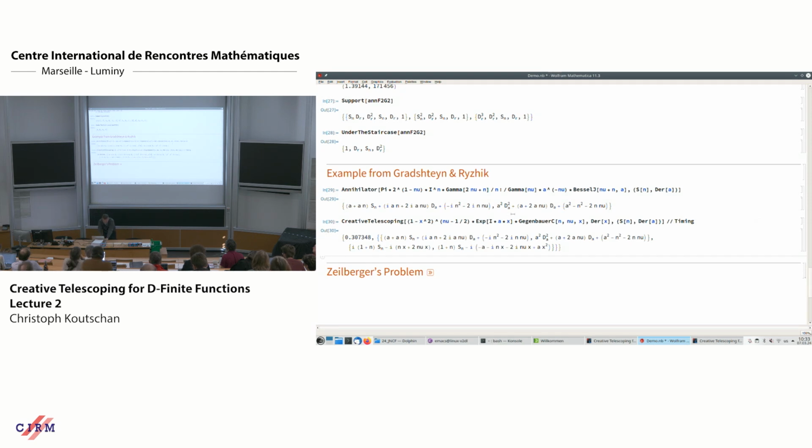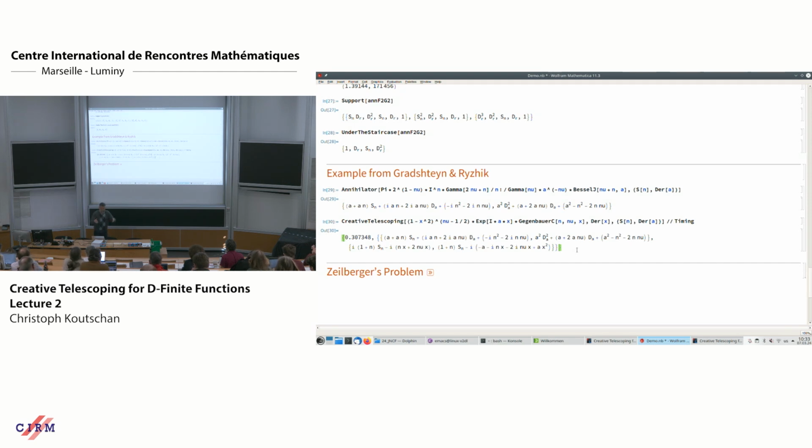And if we look carefully, creative telescoping computes for us the telescoper P. And because here we are multivariate, we actually get two telescopers. This is the first telescoper, and if you compare, it's really the very same operator as here. This is the second telescoper, and it's not a coincidence that it agrees with the second operator here. And then in the second line, what we see here are the corresponding certificates Q. Well, we have two telescopers, so for each telescoper we get one certificate.